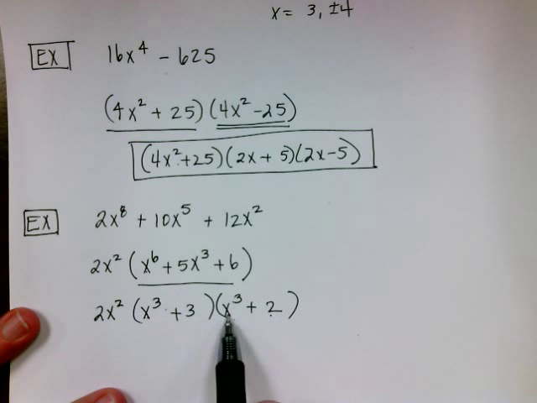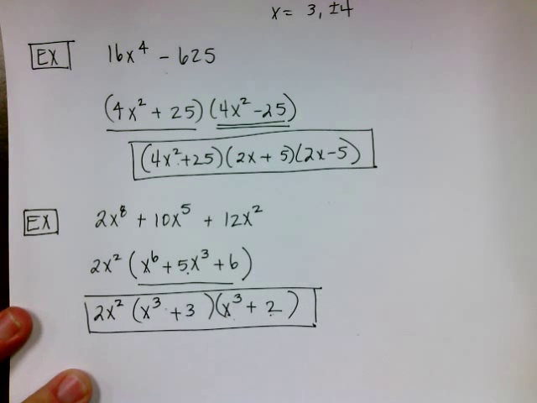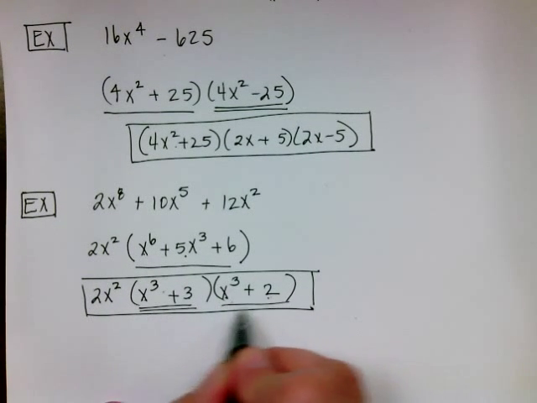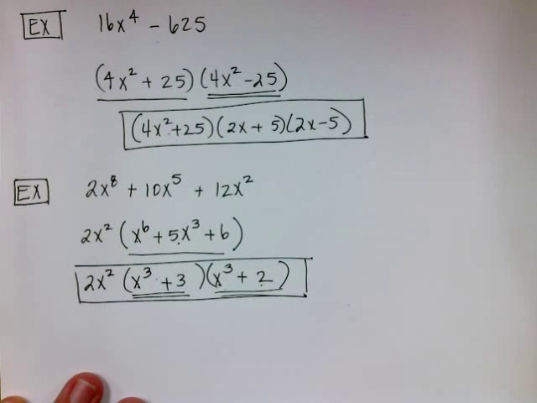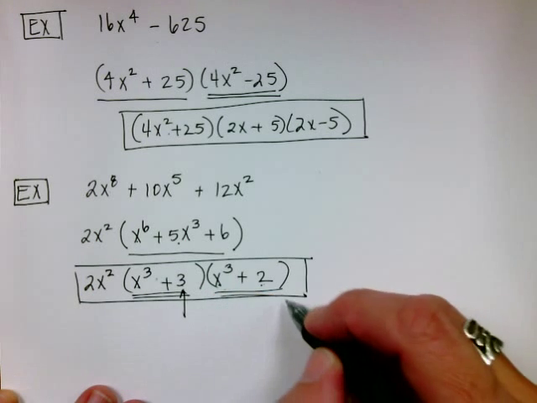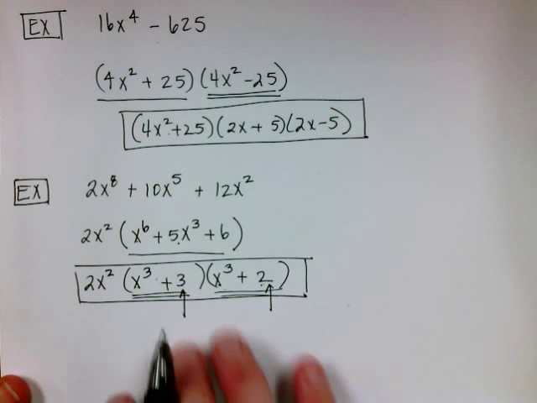2x cubed plus 3x cubed is 5x cubed, and 3 times 2 is 6. So now this one's done. And you might ask, why am I not factoring these two? Aren't they a sum of two cubes? But actually they're not, because 3 is not a perfect cube and neither is 2. And you could check that in your grapher if you needed to.